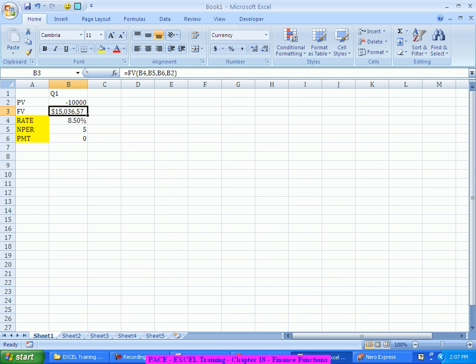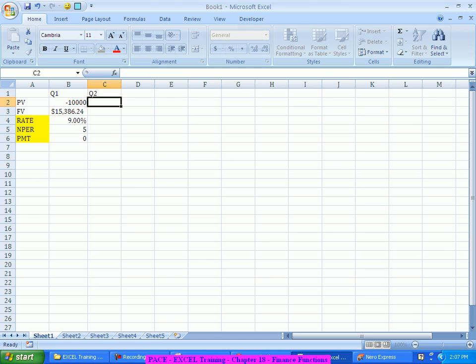So it says after 5 years, you will get 15,036.57 if you deposit 10,000 today, with the interest rate being 8.5% per year. Now I can play around. If the interest rate goes to 9%, I will get 15,386. That's how I can keep changing the scenario. Now, let me take the next question.